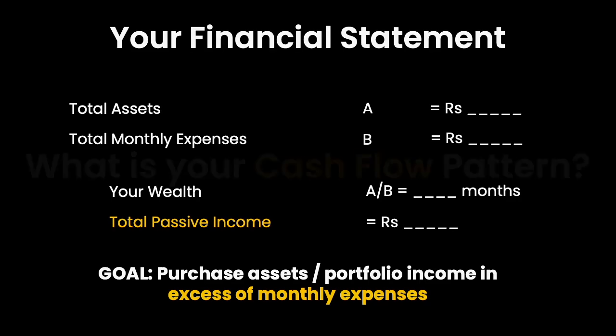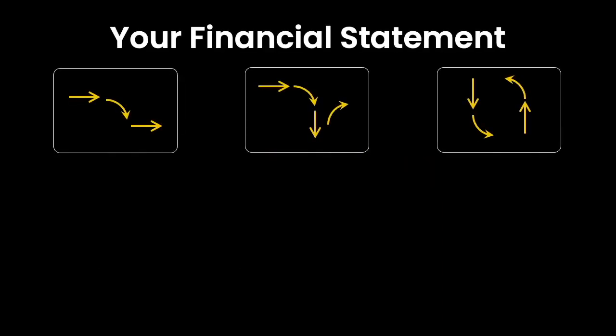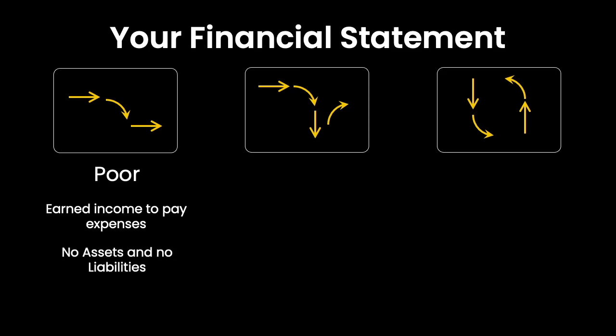And finally, what is your cash flow pattern? The numbers that you've come up with tell you a story. Which of these stories best describe you? If you have the cash flow pattern of the poor, you're using earned income to pay for expenses. You have no assets, no liabilities. You may own a lot of things and owe nothing on them. But in addition to having no debt, you also have no assets.